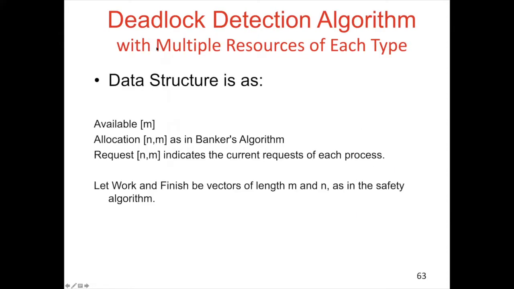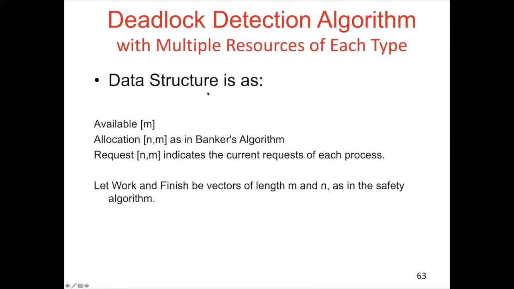If there is a single instance of each resource in the system, then an algorithm for finding a cycle in a graph may be used to understand if there is a deadlock or not in the system. However, if we have multiple instances of each resource type, then we need a more complicated algorithm. A version of the Banker's algorithm may be used for this purpose.